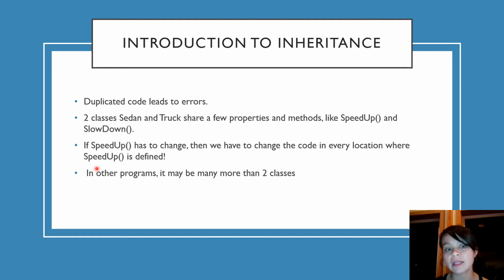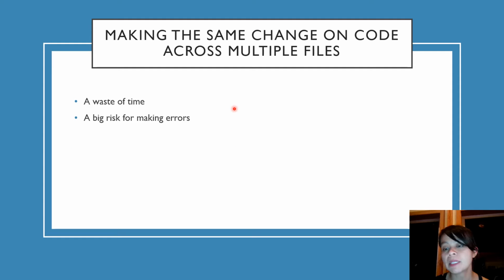The problem is that in other programs, it may be more than just two classes. What if you had to change it for 10 different types of classes? Maybe you have sedan, truck, van, compact car, Jeep. What if you have a whole bunch of them? Then you would have to go in and change it for every one of them. You might miss one or make a mistake changing one. That leads to a lot of room for error. Making the same change on code across multiple files is a big waste of time, even if you made everything right, but really is a big risk for making errors.